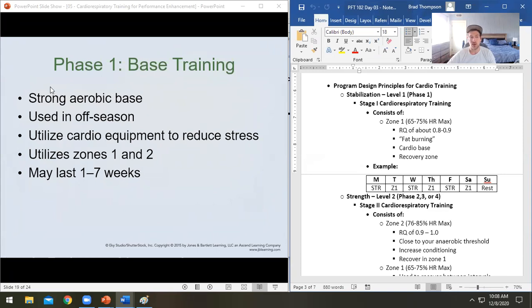So when it comes to base training, this is what you build in the off season. You really don't want to dedicate part of the season to base training. A lot of people recommend 8 weeks, 2 months of just steady state cardio using zones 1 and 2, medium intervals, but generally you should be able to maintain this for a long duration.